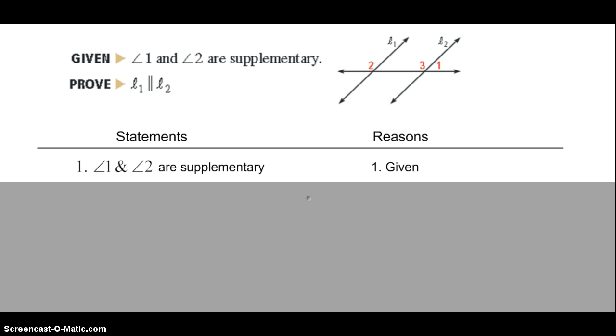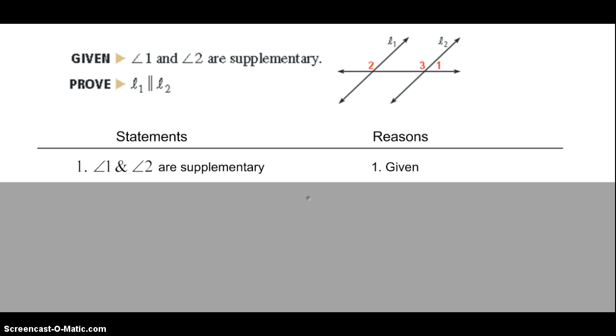All right, so in this picture, angle 1 and angle 2 are supplementary. We need to prove that the lines are parallel. So remember, we learned 4 ways to prove that lines are parallel. We can use the corresponding angle converse of the postulate, alternate interior angle converse, consecutive interior angle converse, and the alternate exterior angle converse.